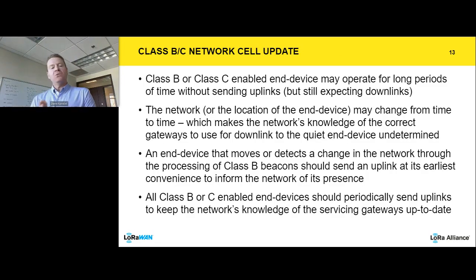And then finally, as we're talking about the changes that may occur in the networks, one of the things that is often lost when people are implementing Class B or C devices, which receive downlinks from the network for very long periods of time without maybe sending uplinks, is that if the network changes or the device's position with respect to the network changes, it is important to let the network know this. Send an uplink occasionally to make sure that the network has the best knowledge about where the end device is. The end device may detect that itself, that it moved.